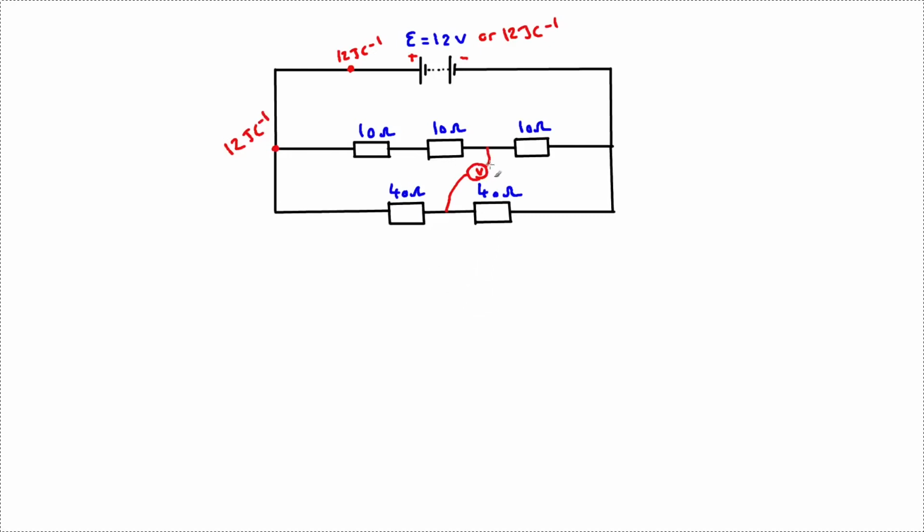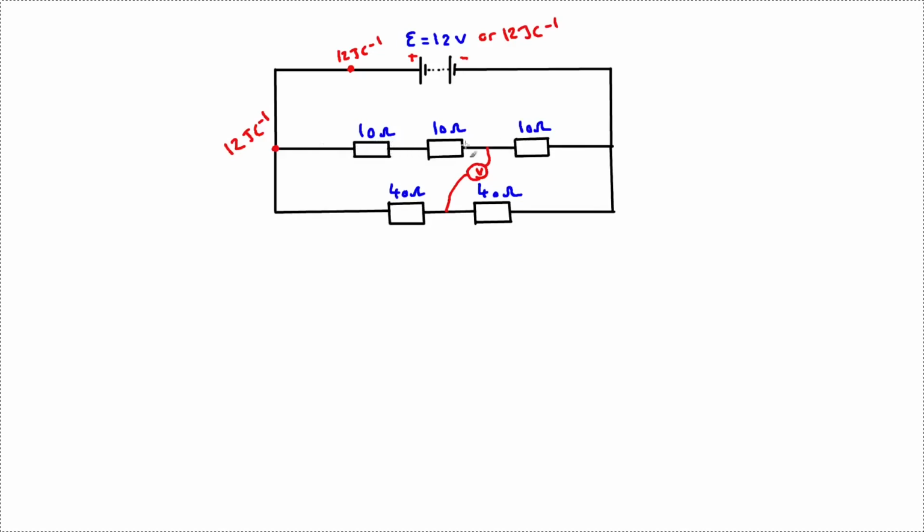Now, if we want to work out what this voltmeter is reading, what we really need to know is what the electrical potential is going to be at these 2 points, because the voltmeter, remember, is just going to read the potential difference. So if we imagine our 1 Coulomb of charge coming this way, let's suppose it decides to go through this top branch here.